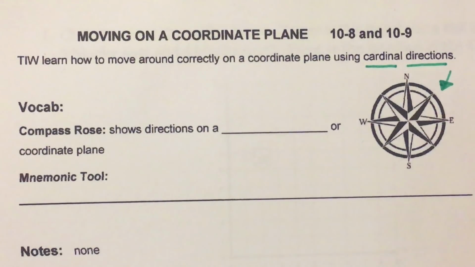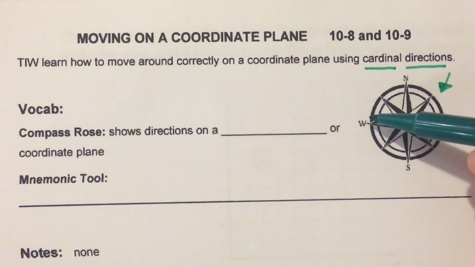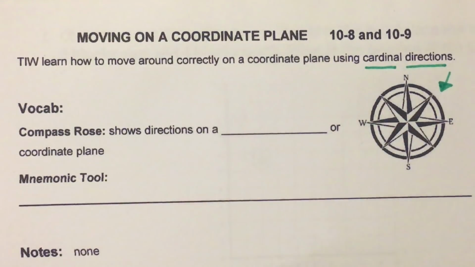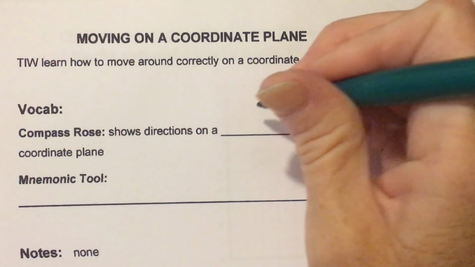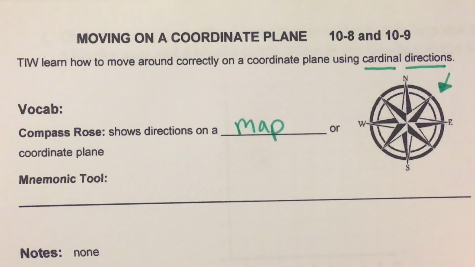Cardinal directions are using the words north, east, south, and west. In our last lesson, we moved around and we gave directions, but we used directions such as up, down, left, right. Now we're going to be using different types of directions. So this picture here is called a compass rose. And what a compass rose is, it just shows directions on a map or a coordinate plane.